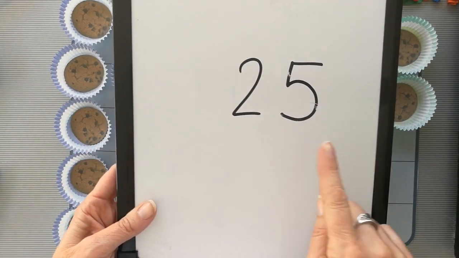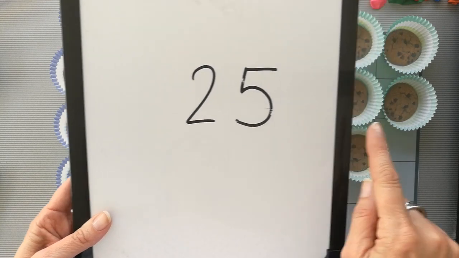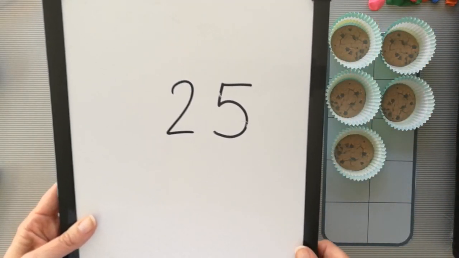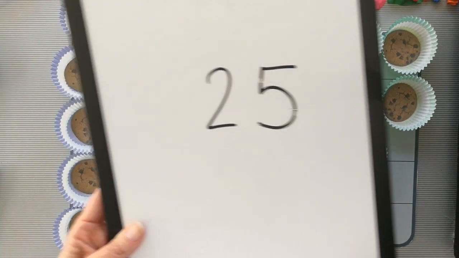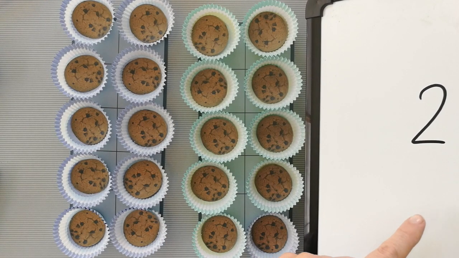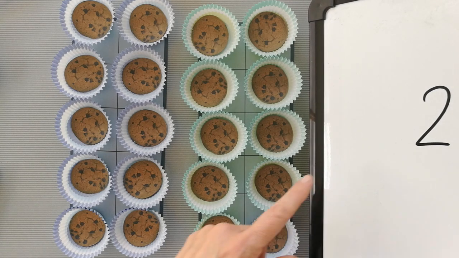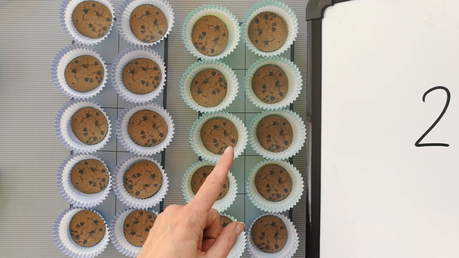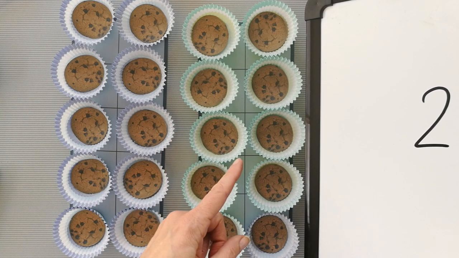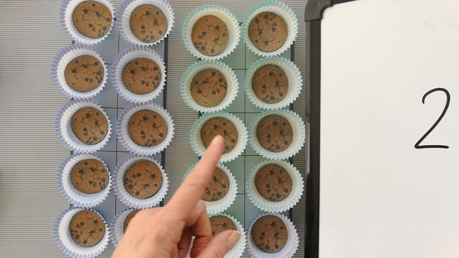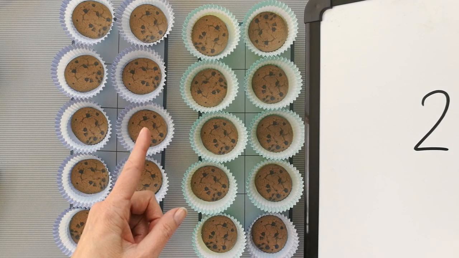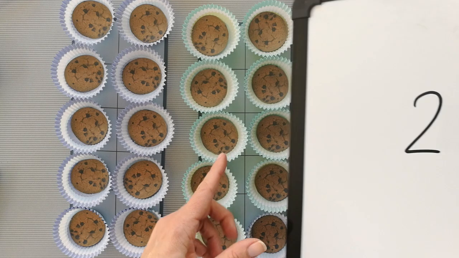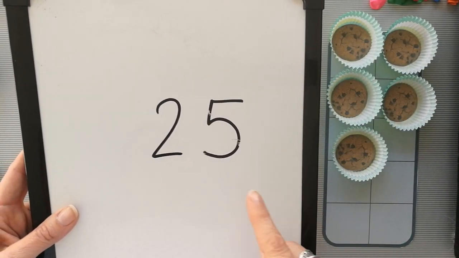So if we have a look here, 5 is the amount that is here. Can you see that? And 2 is the amount of tins, 2 tins, and there are 10 in each. So these are 2 tins. 1, 2 tins. And how many ones?